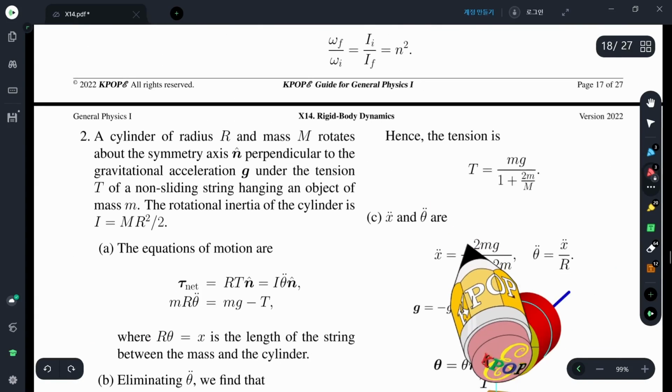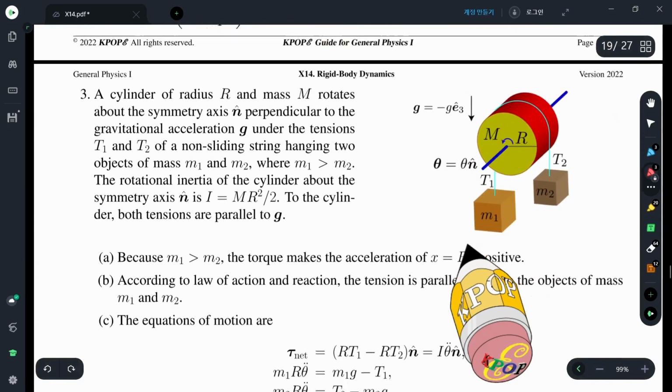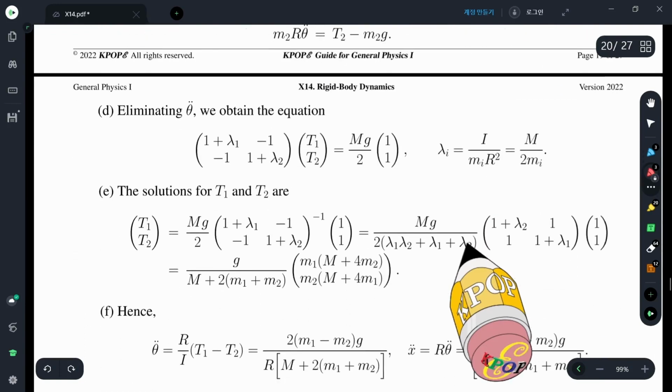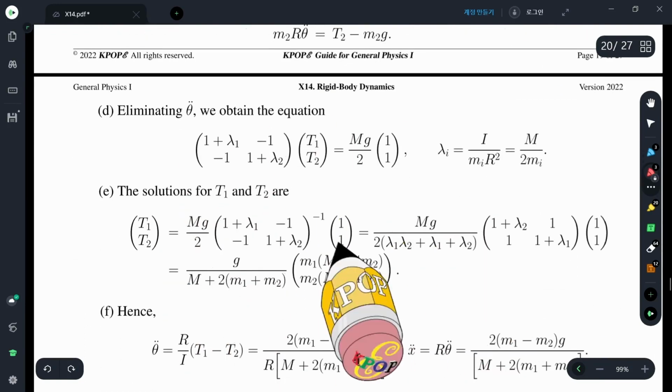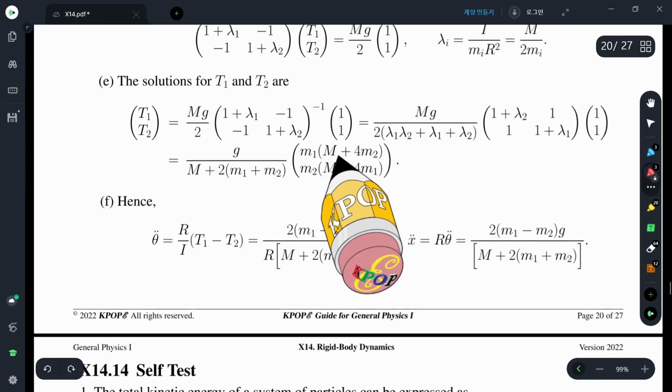We have various exercise problems, which I hope you can solve by yourselves. Still, there are some linear equations. I hope you are already familiar with solving linear equations.